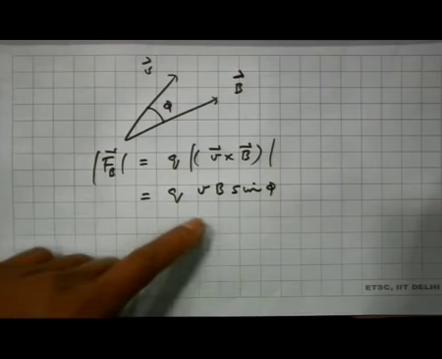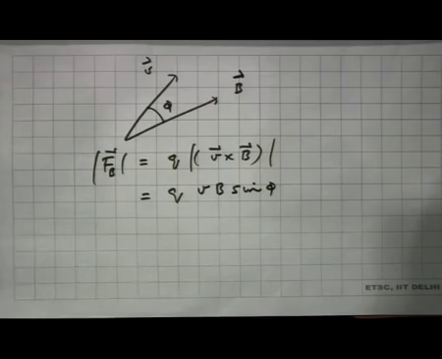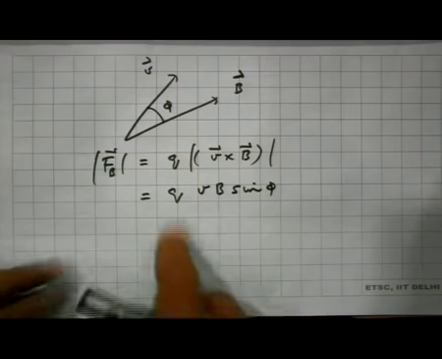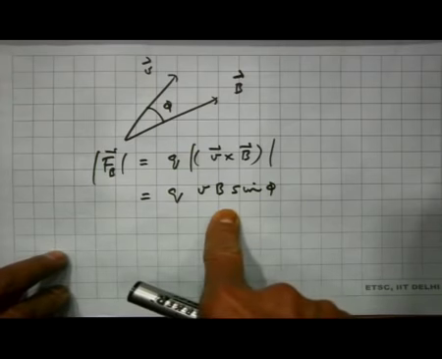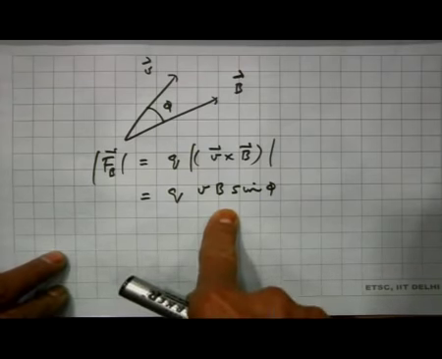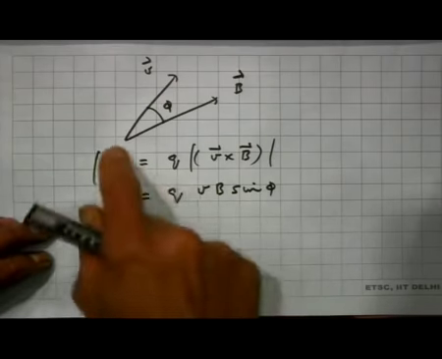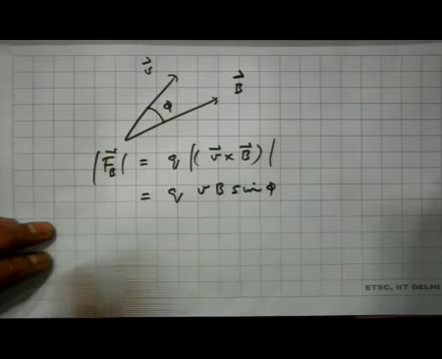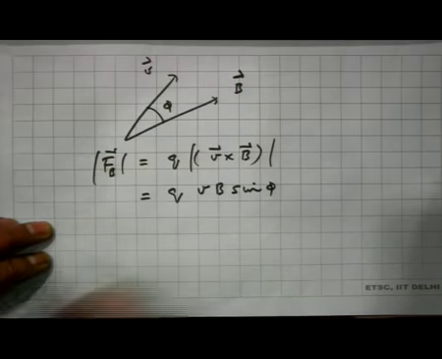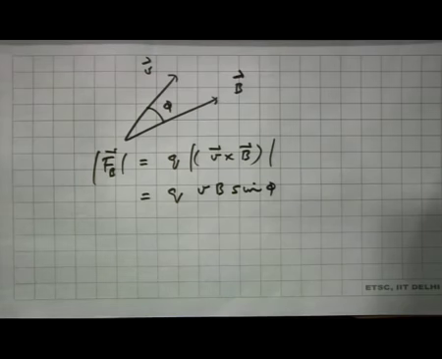So at phi equal to 0, the force becomes 0. At phi equal to 90 degrees, the force becomes maximum, which is QVB, and that is the way we have defined the magnetic field B. So magnetic force depends on the angle between the velocity vector and the magnetic field, and varies like QVB sin phi. So let me take an example.